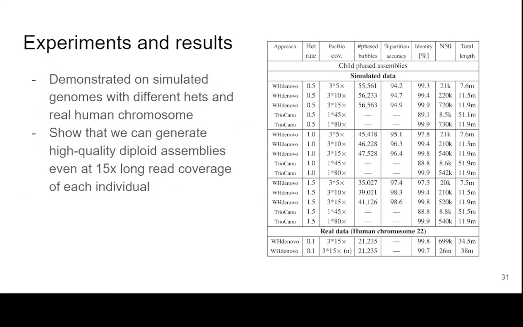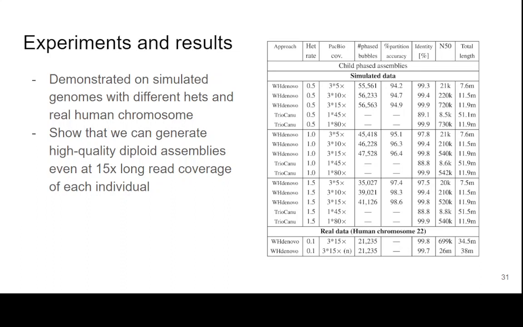We performed some experiments, because the graph was based on short reads and the long reads were threaded. So we started with small chromosomes, and we simulated different heterozygosity rates ranging from 0.5% to 1.5%, and we took different coverages of Bambar. And here we benchmarked these assemblies against Trio-Canu. That was the state of the art at that time.